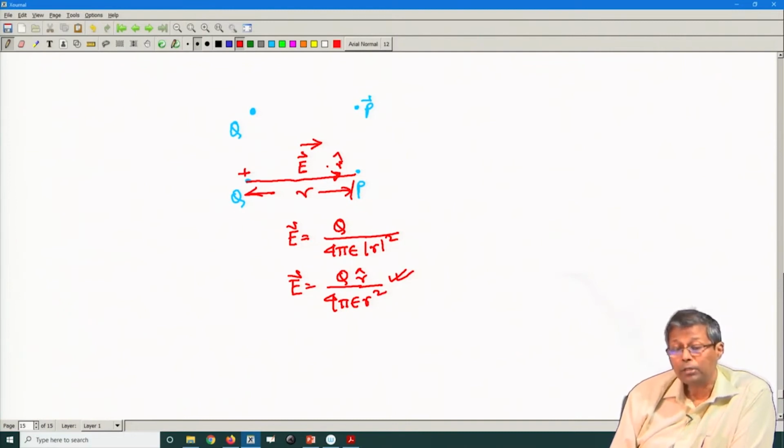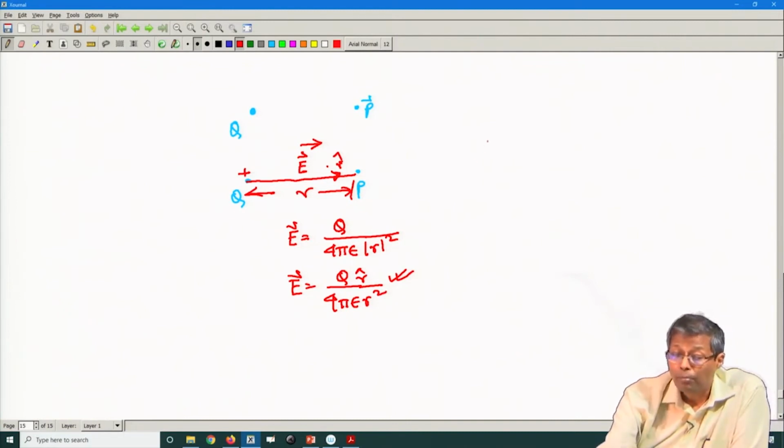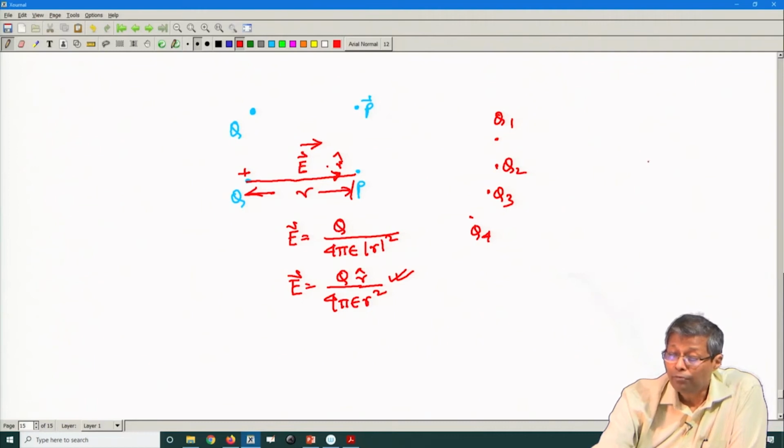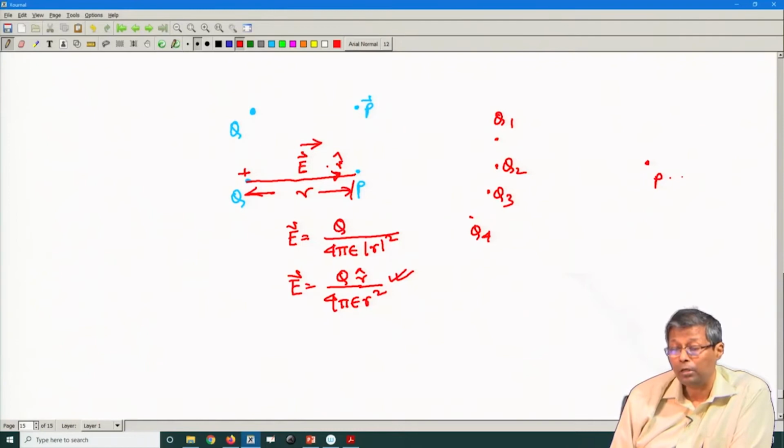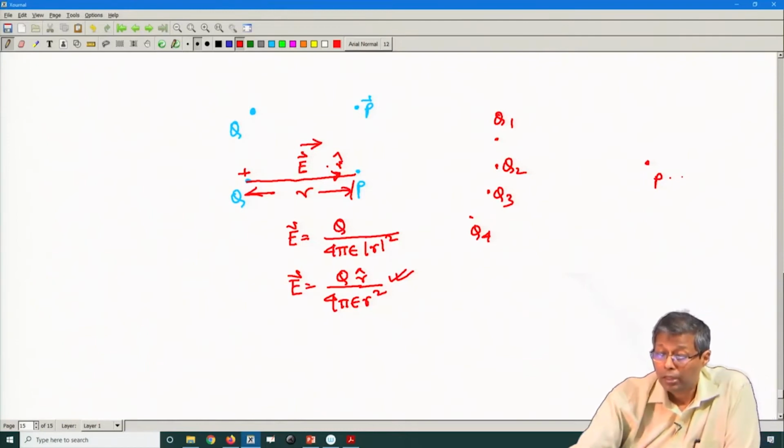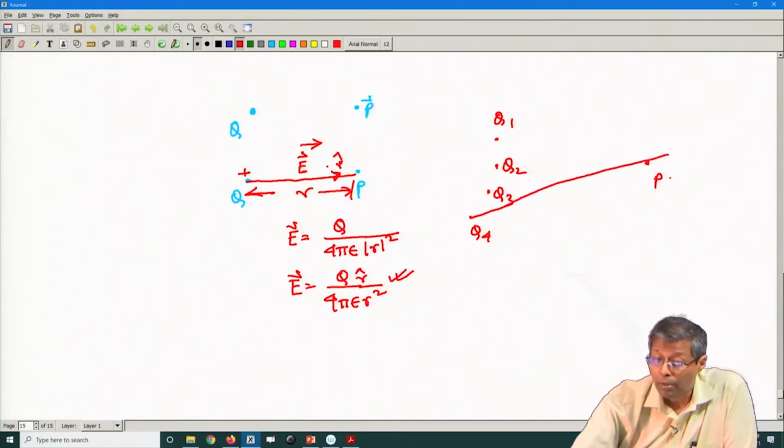However, the problem is if there are more charges, let us say Q1, Q2, Q3, Q4, and if I have to find out the electric field at point P due to all these charges, then I have to do many such vector additions.